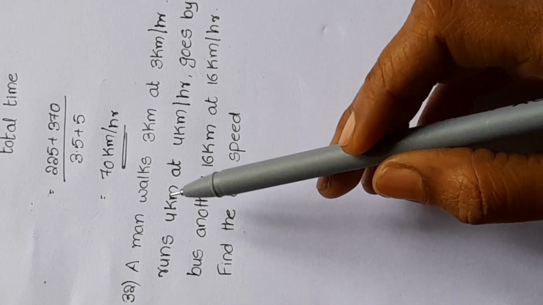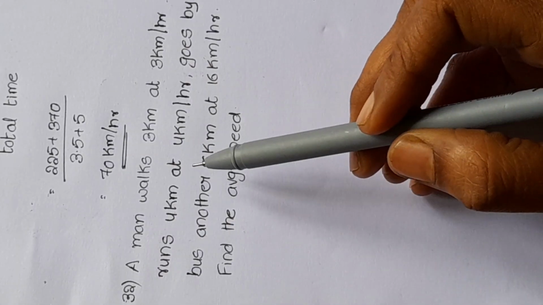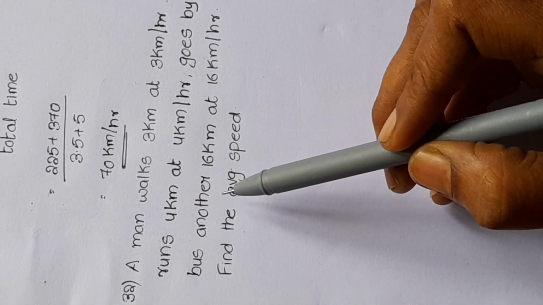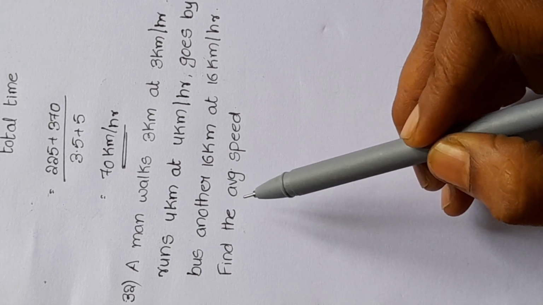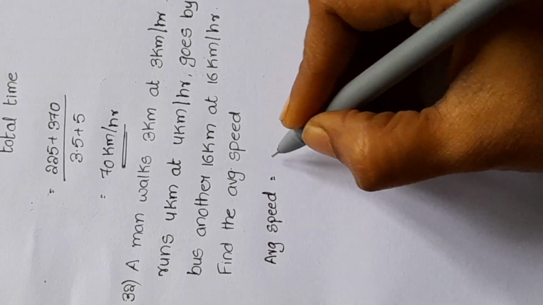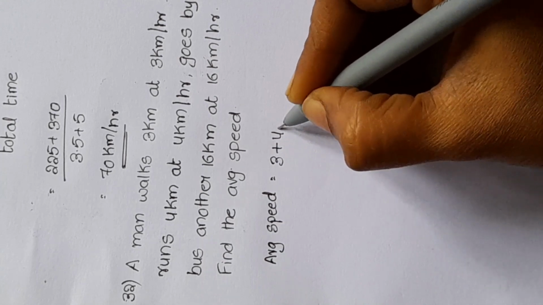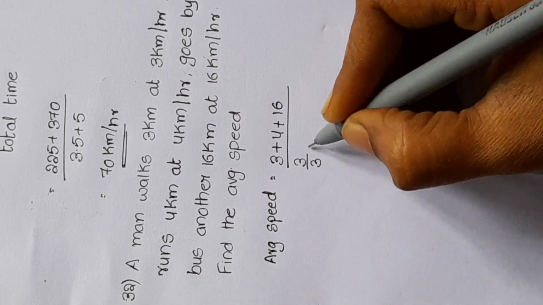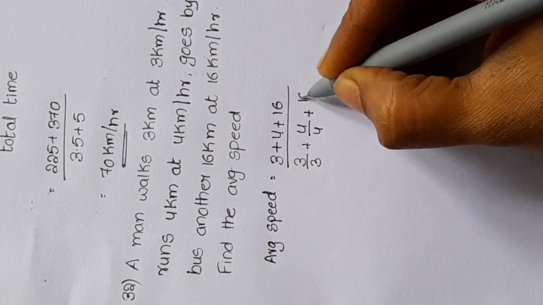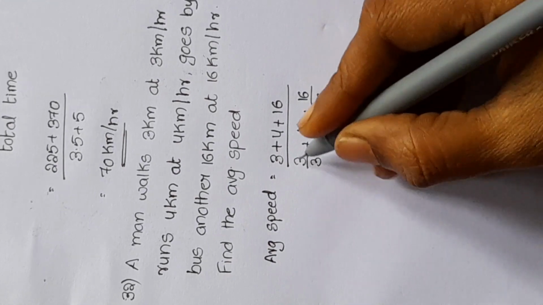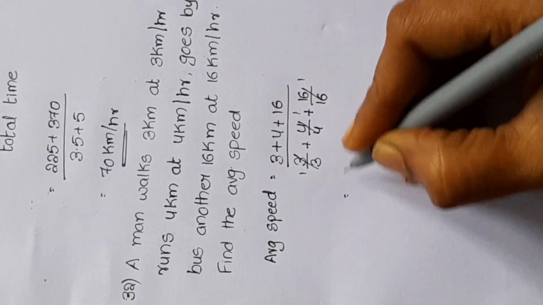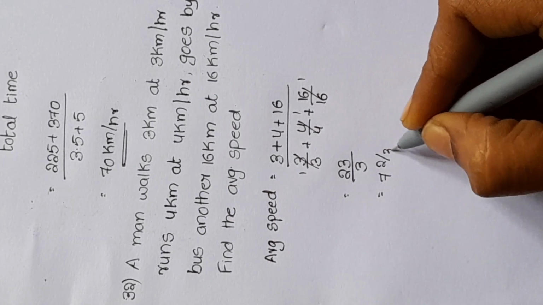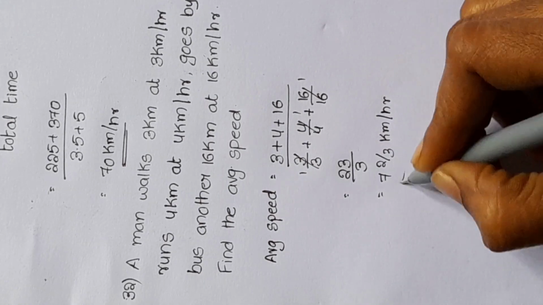Question number 32. A man walks 3 km at 3 km per hour speed, runs at 4 km per hour, the distance is 4 km, and goes by bus another 16 km at 16 km per hour speed. Find the average speed. The speed is distance by time. So the total distance is 3 km plus 4 km plus 16 km by the time is 3 by 3 plus 4 by 4 plus 16 by 16. On cancellation, we get this as 1, 1, 1. So 23 by 3. We can write this as 7 2 by 3 kilometers per hour is the speed. That is the average speed.